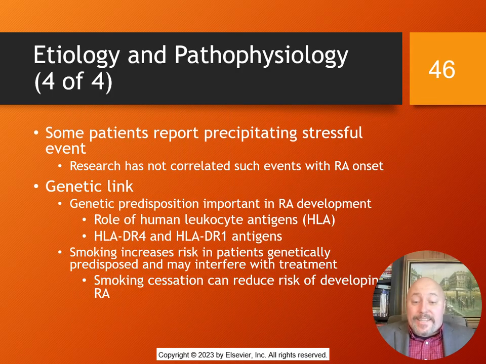Again, that exact cause of rheumatoid is unknown, and it could be a wide variety of factors. Some patients report a precipitating stressful event. Others, a genetic link. That genetic predisposition is important in RA development, as it often runs in families. Also, smoking increases the risk in patients genetically predisposed and may interfere with that treatment.